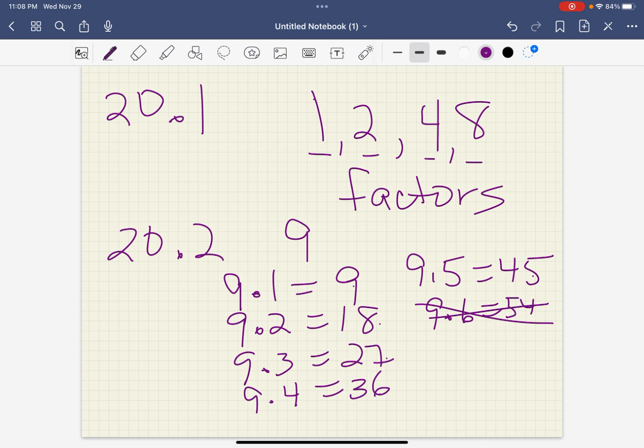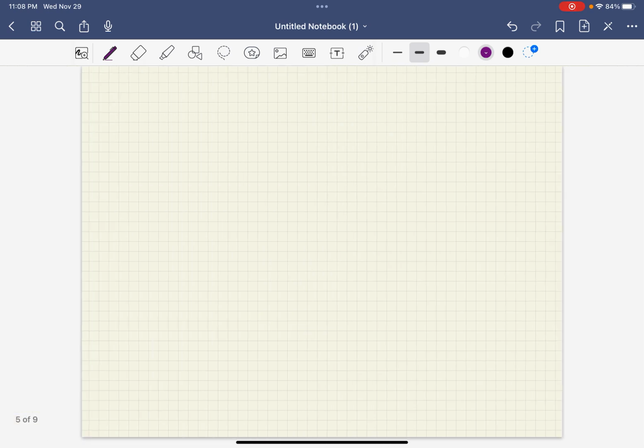All right, so turn to page 72. Now we're going to be finding the least common multiple, the LCM, which is a fancy way of saying the least common denominator.